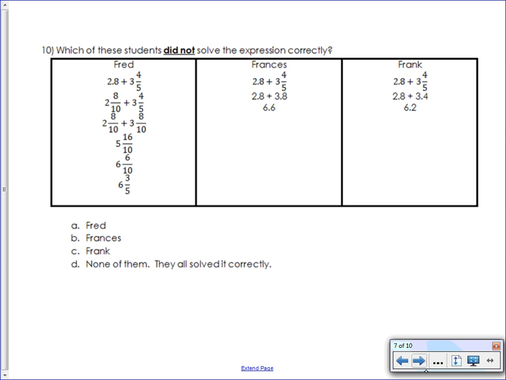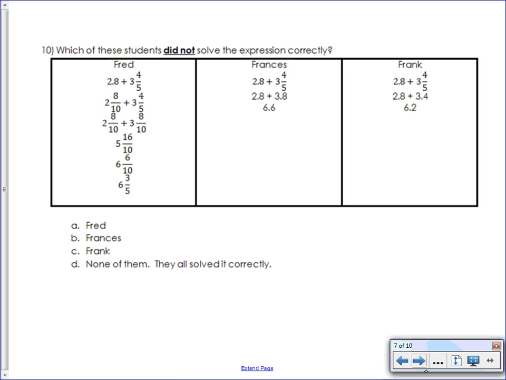All right, which of these students did not solve the expression correctly? Well, let's look at Fred's work here. He turned 2 and 8/10 to 2 and 8/10 plus 3 and 4/5. He then found a common denominator, 2 and 8/10 plus 3 and 8/10. 5 times 2 is 10, 4 times 2 is 8, so that all looks good so far. Then he got 5 and 16/10, which is correct because 8 plus 8 is 16.